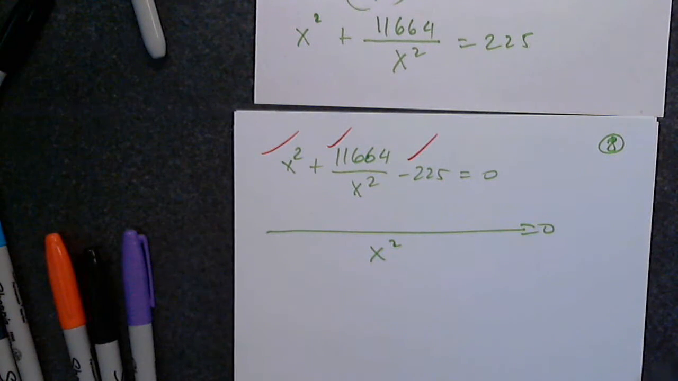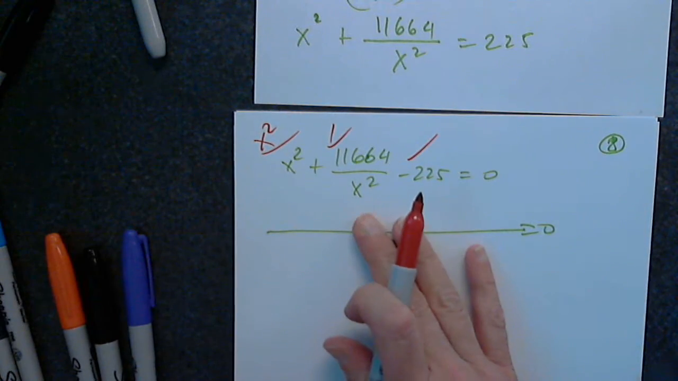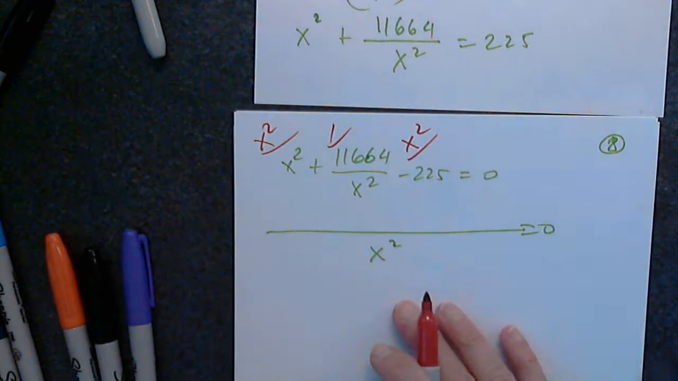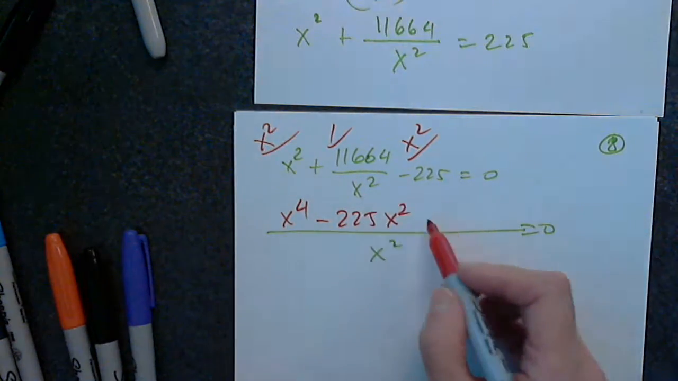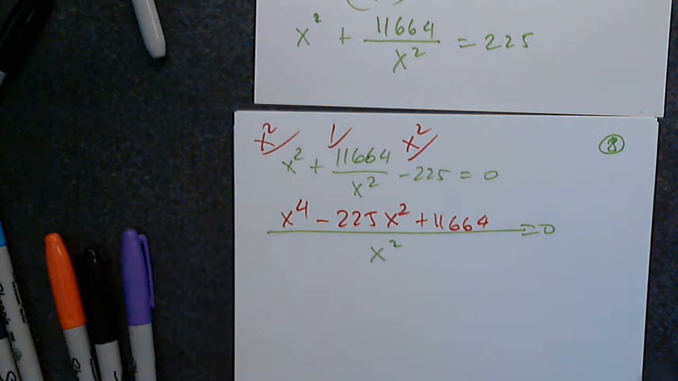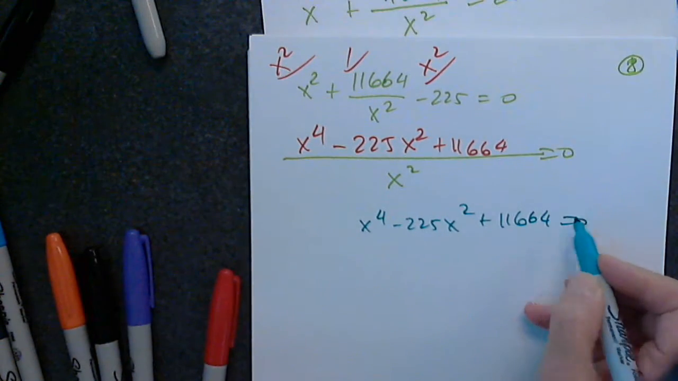So then what do we have? So this one needs an x squared. This one needs nothing, or 1. And this one needs also an x squared. So we have x to the fourth. I'm going to write this next. Negative 225 x squared and plus 11,664. So again, we have two options. You either cross multiply, considering a proportion, or you say, oh, when is a fraction 0? Only when the top is 0. And you just go ahead and write x to the fourth minus 225x squared plus 11,664 equals 0.